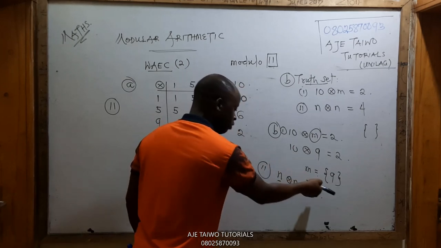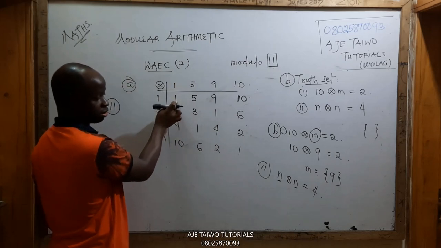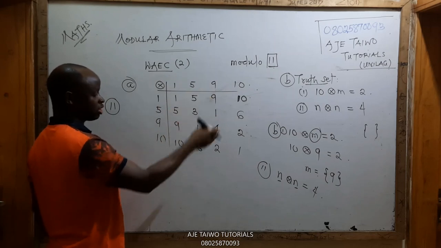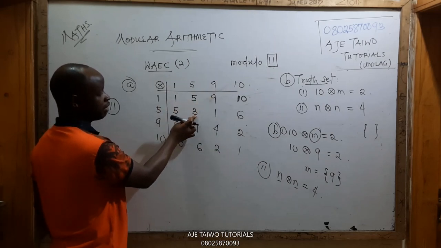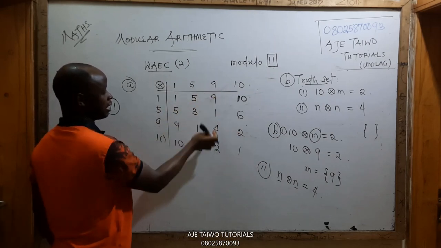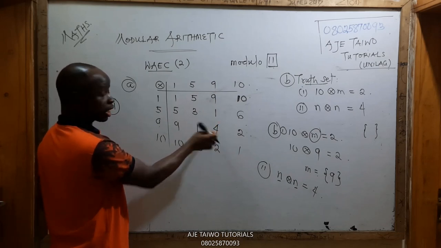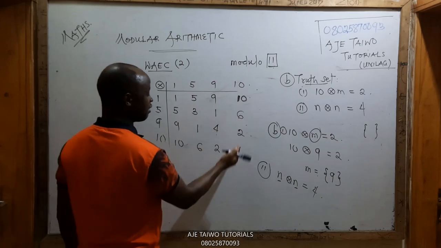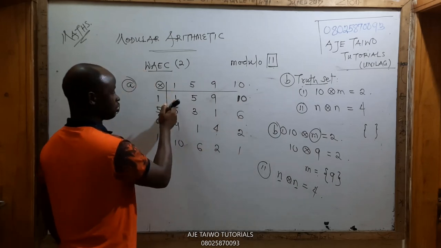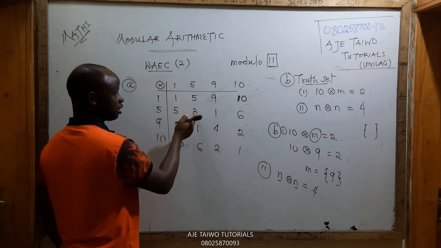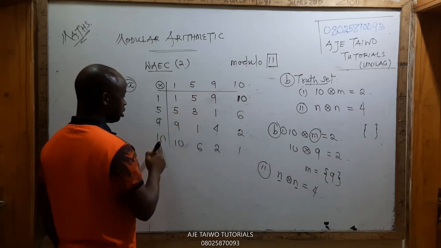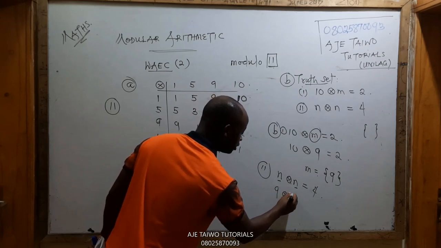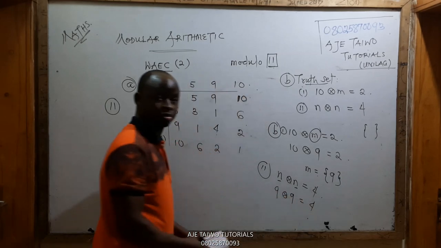What and what together will give us 4? Let's go. 1, 1 cannot give us 4. 1, 5. So out. Can I say 1, 1 again? 5, 5 gives us 3. No. 9, 9 gives us 4. Can you see? Only 9 and 9 can give us 4. 10 and 10 give us 1. 1 and 1 give us 1. 5 and 5 give us 3. 9 and 9 give us 4. 10 and 10 give us 1. So it's only what? 9 and 9 that can give us 4.